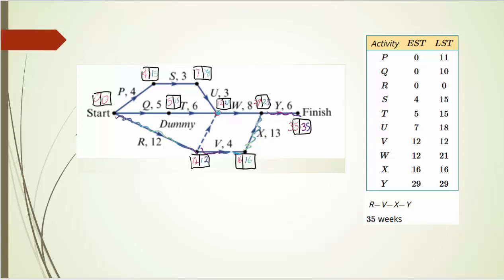Critical path is the one that I've scribbled through there. R, V, X, and Y. And the whole thing takes 35 weeks. And that's it.